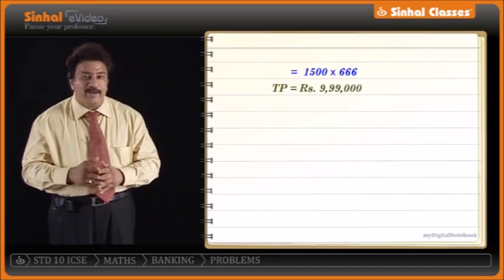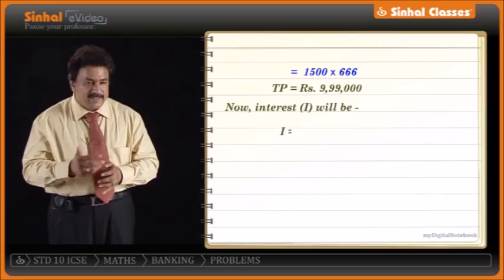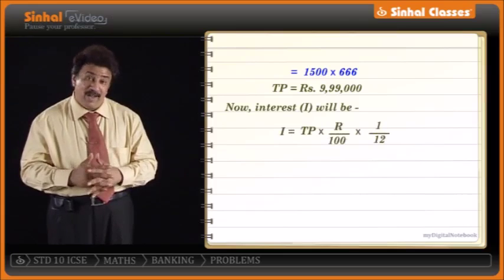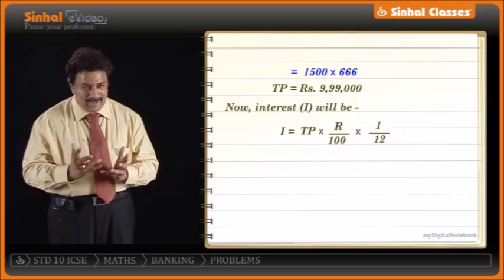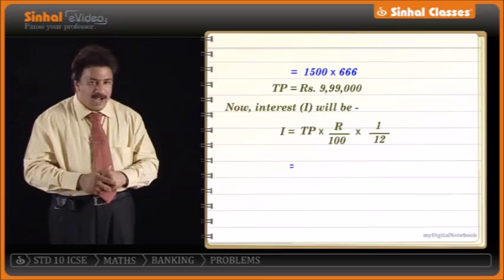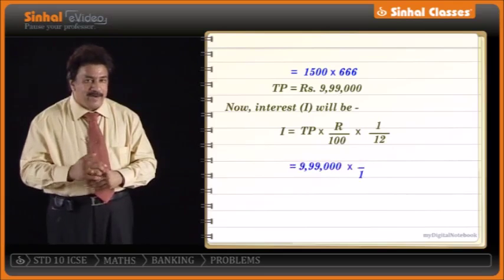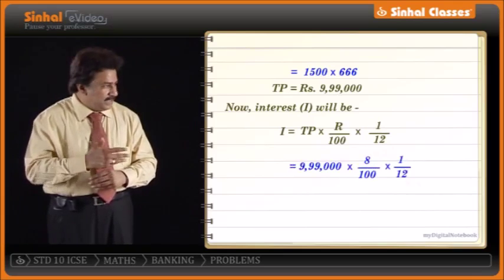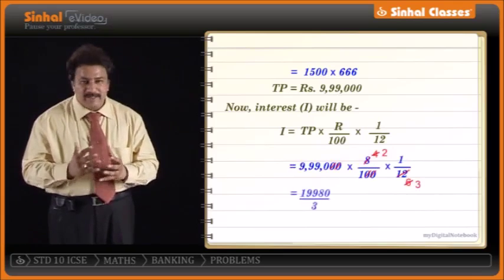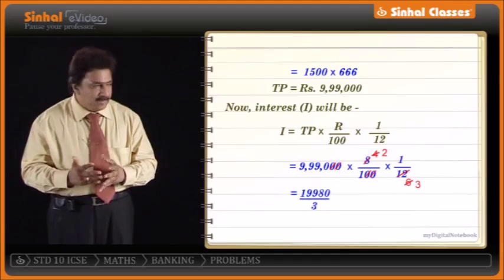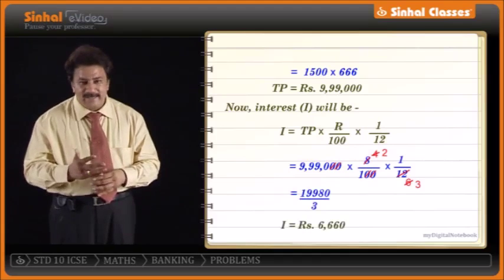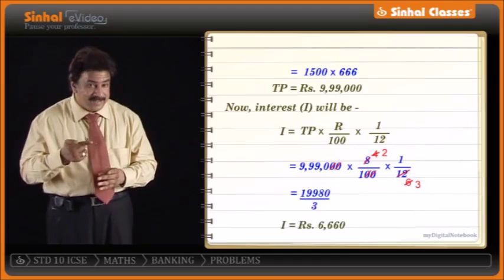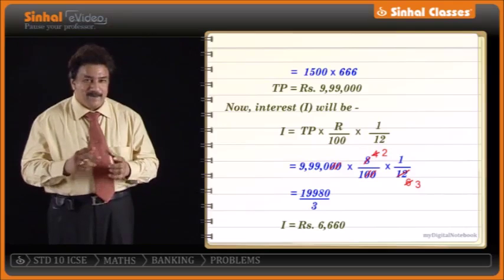My second step is to find the interest now. Interest is total principal into r upon 100 into 1 upon 12. By putting the values, what I get? 9,99,000 into 8 upon 100. Why 8? Because the rate is given 8%. Into 1 upon 12. Further simplification gives me 19,980 upon 3. That is nothing but 6,660 rupees. This is the interest.